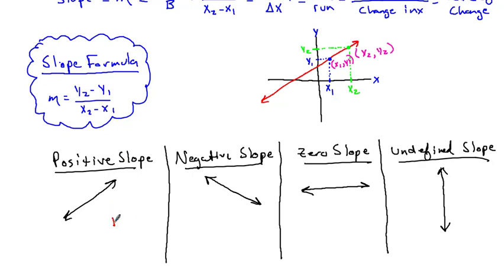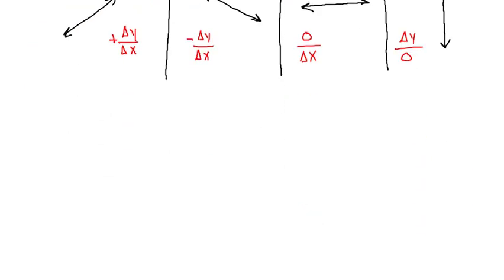So positive slope means that we have a positive delta y over delta x. That means our slope in our equations is a positive number. Negative slope means we have a negative delta y over delta x. Zero slope means that our slope is zero change in the y's divided by whatever the change in the x's may be. And our undefined slope means that we do have changes in the y values, but the x value remains the same. And the reason it's undefined is because you can't divide by zero, right? So that's our undefined slope.